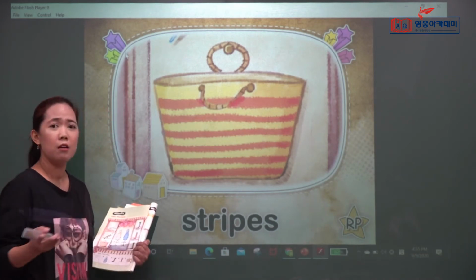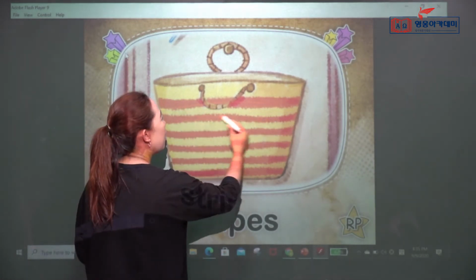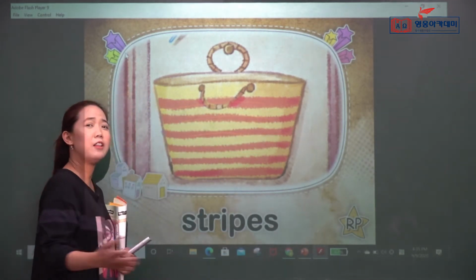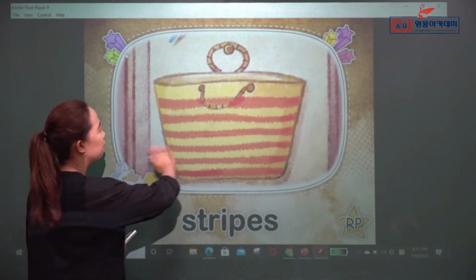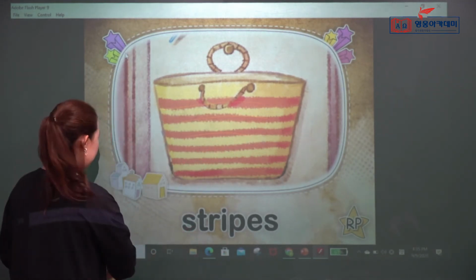Okay. I'm sure you know stripes, right? We are talking about these lines, usually in various colors or same colors, producing this kind of lines. This is a stripe, okay? Next.